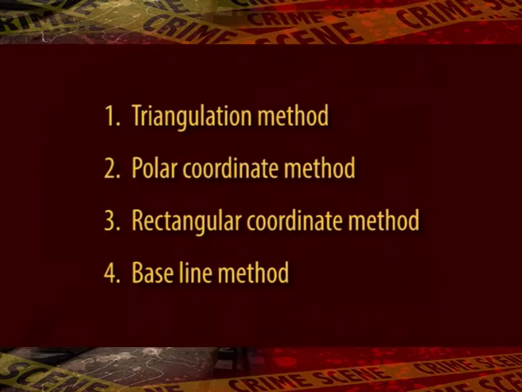Dear students, now we shall study the method of measuring the crime scene. As we know, in a crime scene sketch, the sketcher has to show the relevance among the physical evidence. So, they have to measure the true dimensions of the physical evidence. To determine the dimensions of physical evidence, these are the following methods: triangulation method, polar coordinate method, rectangular coordinate method, and baseline method. So, let's start one by one.